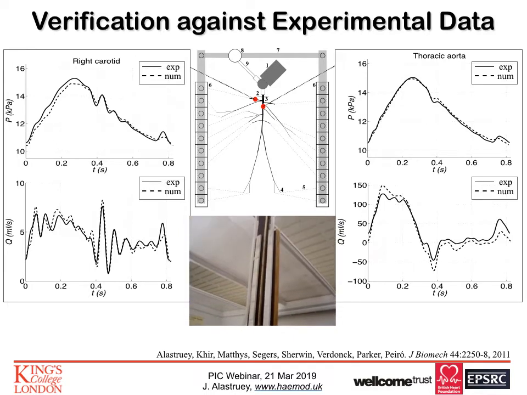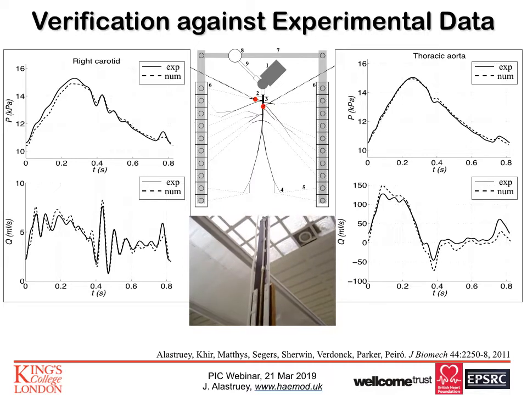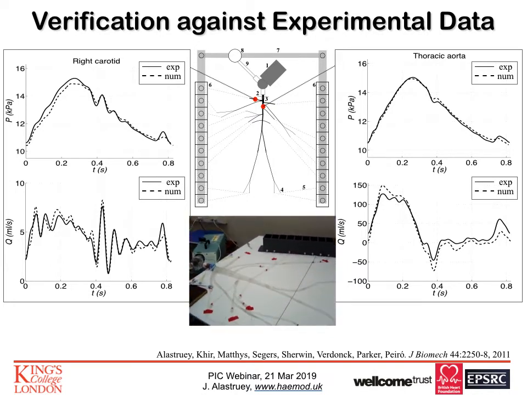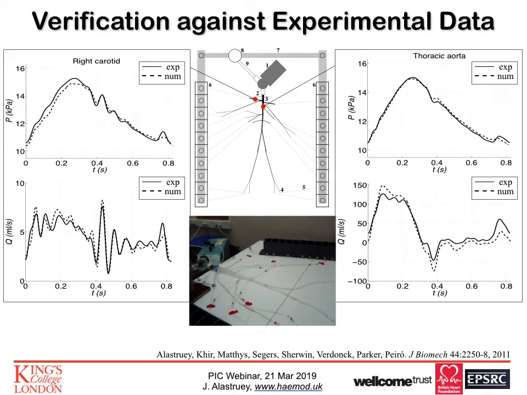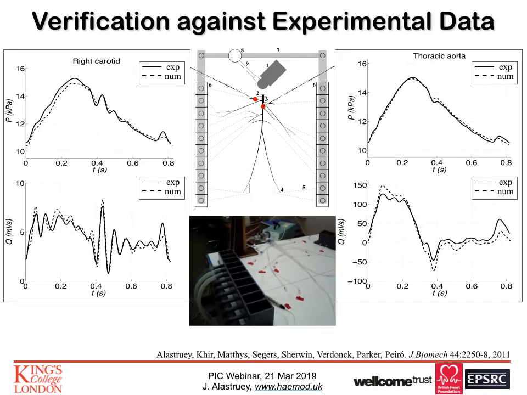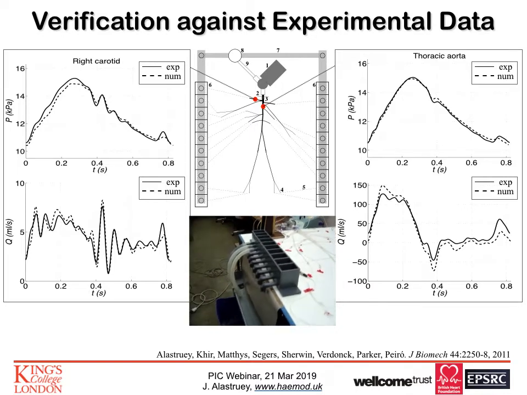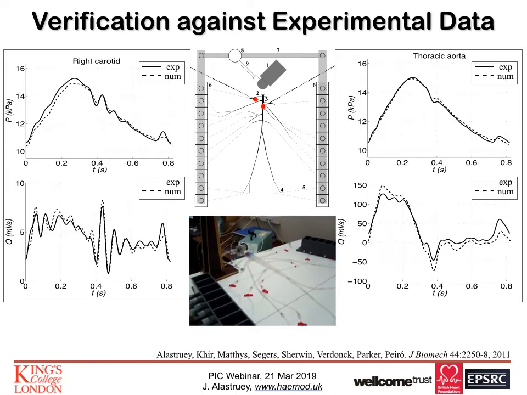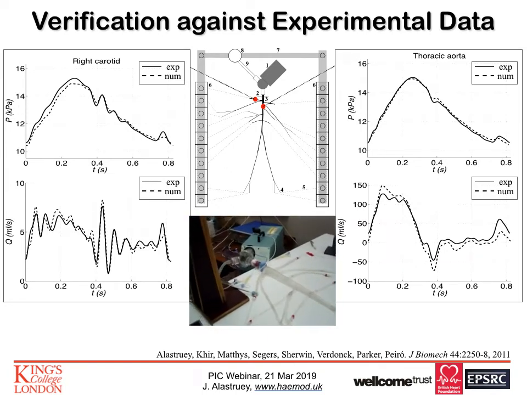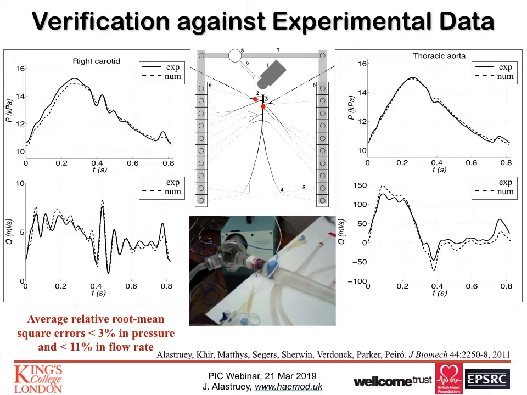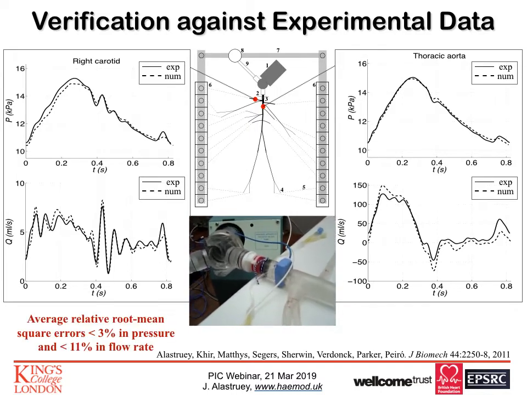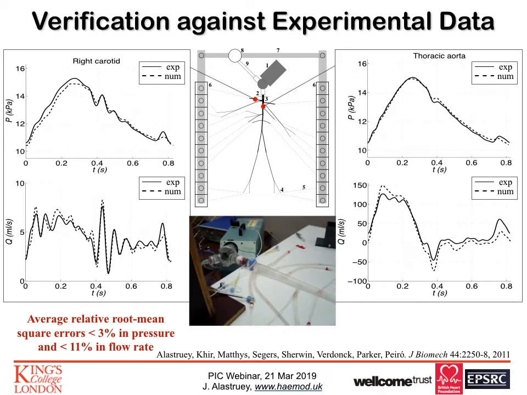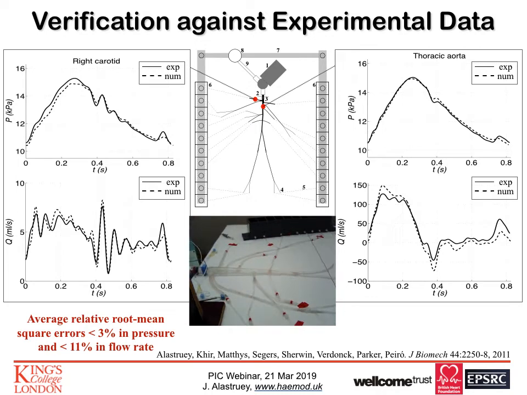We also measured blood pressure and blood flow in over 70 points in the silicon network. We then ran the 1D model to obtain simulated pressure and flow waveforms in the network of silicon vessels. And we saw that the numerical predictions for pressure and flow waveforms in dashed lines were able to approximate corresponding experimental waveforms in solid lines, with average relative root mean square errors smaller than 3% in pressure and smaller than 11% in flow rate for all points.